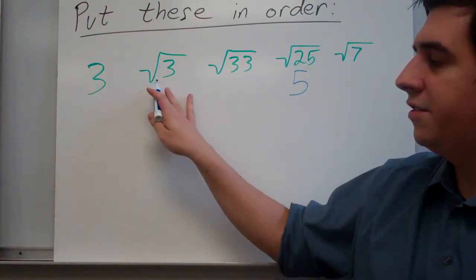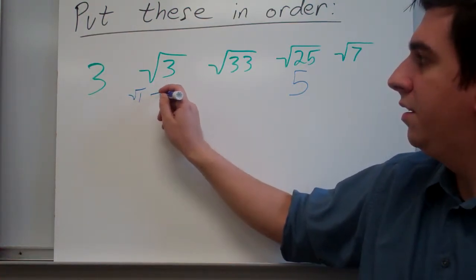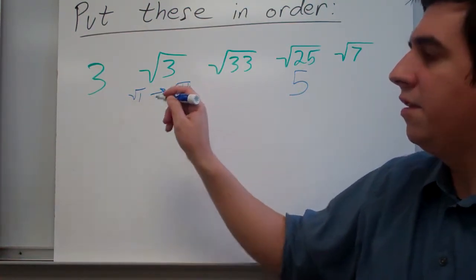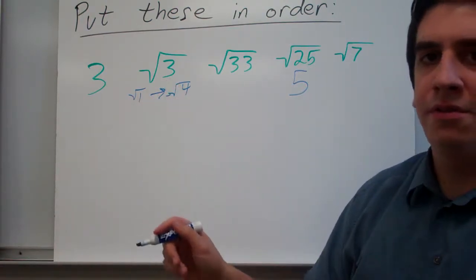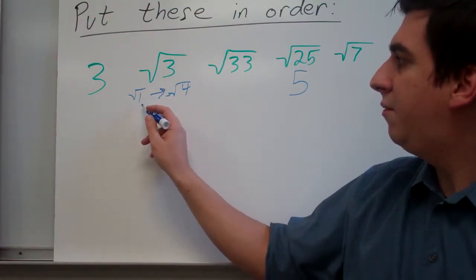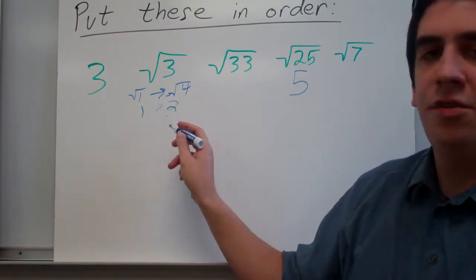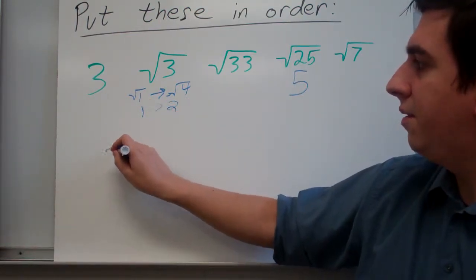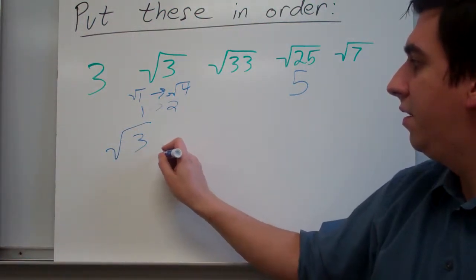And if I take the square root of 3, I know it's between the square root of 1 and the square root of 4, but it's closer to the square root of 4. So really the square root of 3 is between 1 and 2. And we know that it's a little bit less than 2. So square root of 3 looks like it becomes before 3 then.